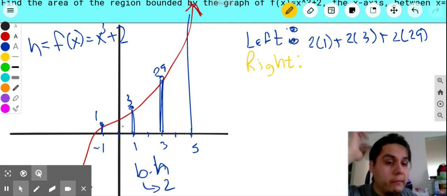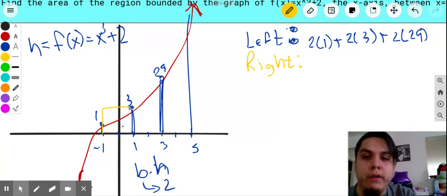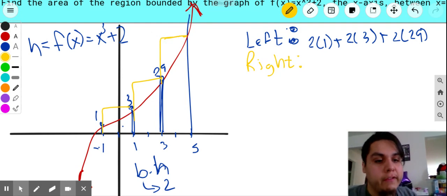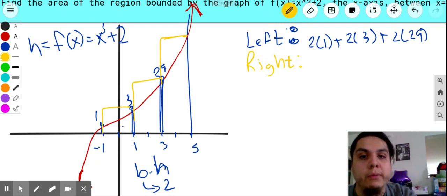All right, and if we're coming in from the right side, now I'm starting from the right side to determine the height. So for the first one, I would start at the 3, bring it down and over. 29, bring it down and over. This one up here, bring it down and over. Right, so for this new one, I'd have to plug that 5 in. 5 cubed is 125, so this should be 127.